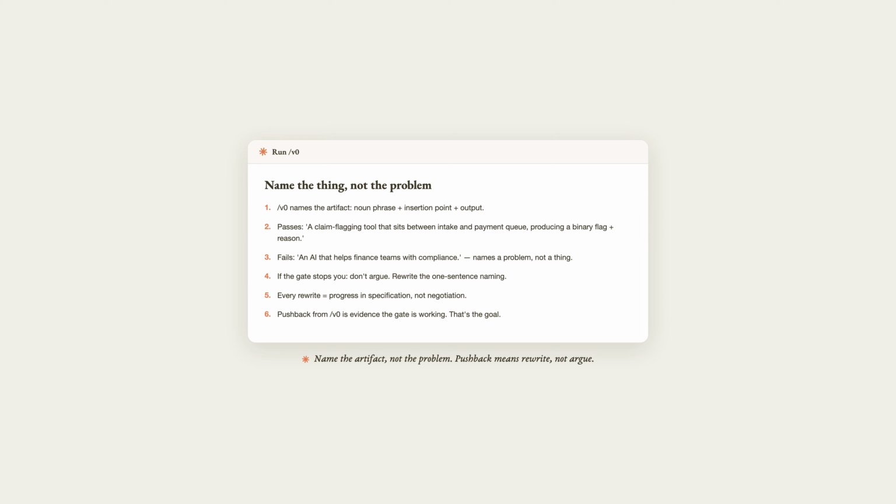If the gate stops you, that is the assignment working. Do not argue with GRU's pushback. Rewrite the one-sentence naming until it is specific enough that the gate passes. Every rewrite is progress. You are learning to specify, not to negotiate. The students who get frustrated by /v0 pushback are the same students who will miss the score's hardest handoffs in episode 3. The gate is training your eye.